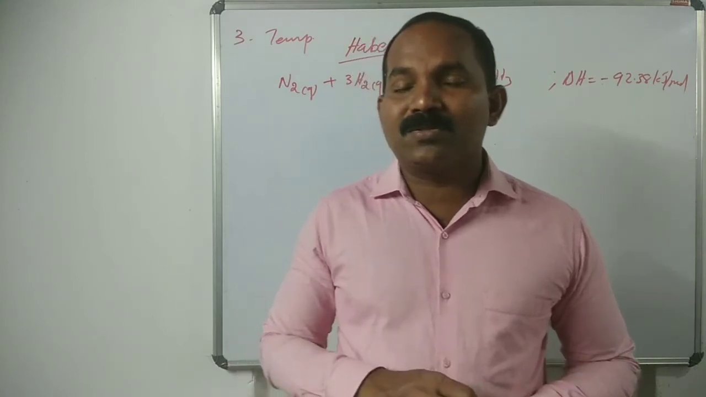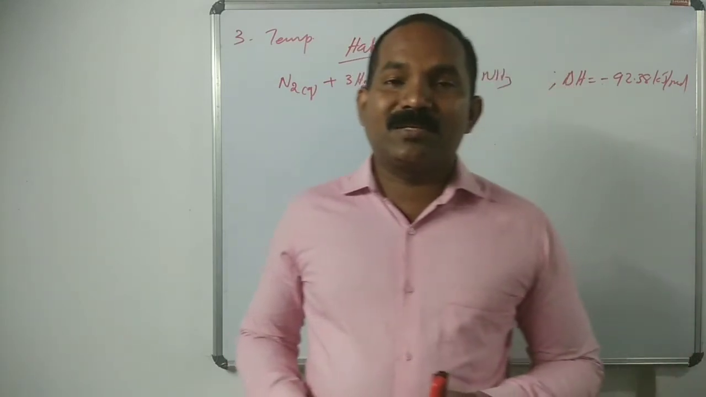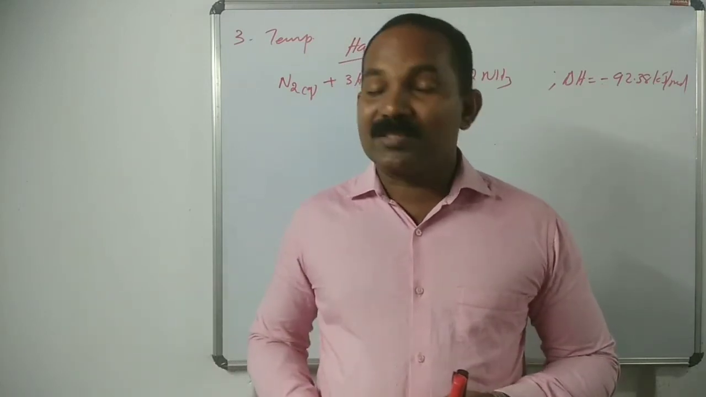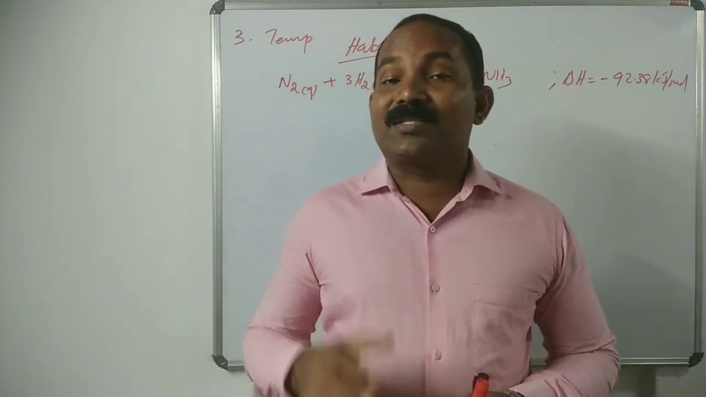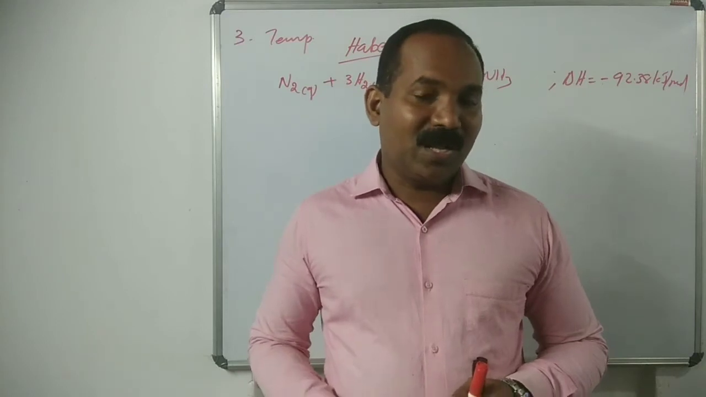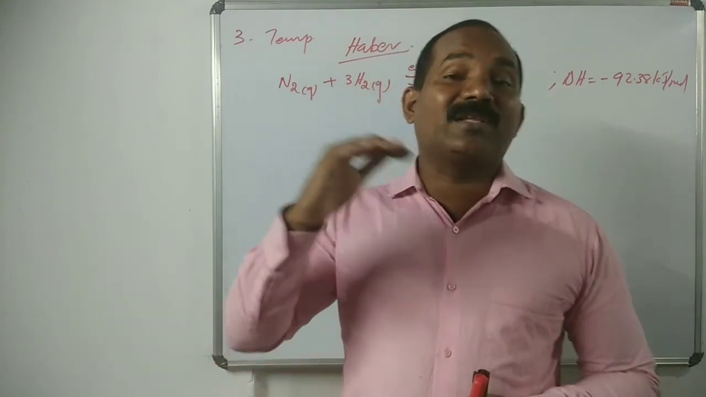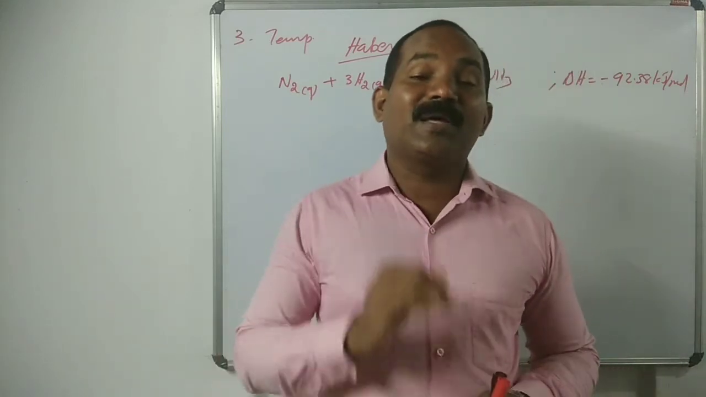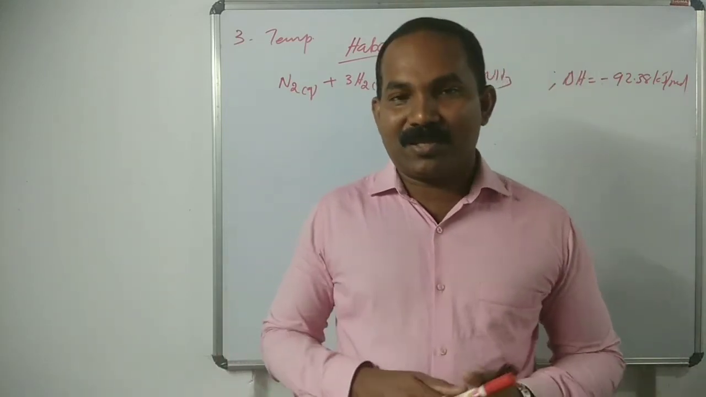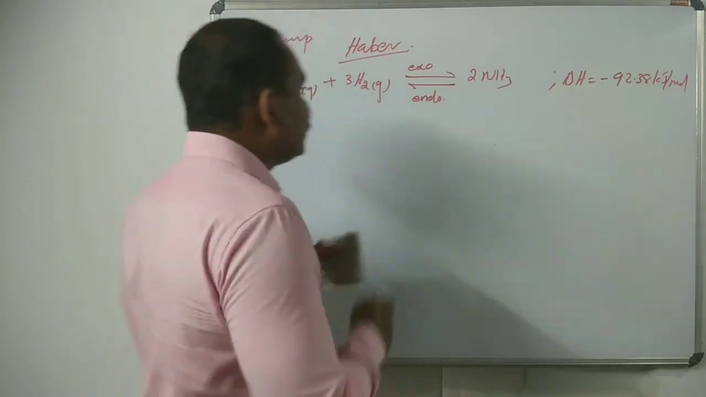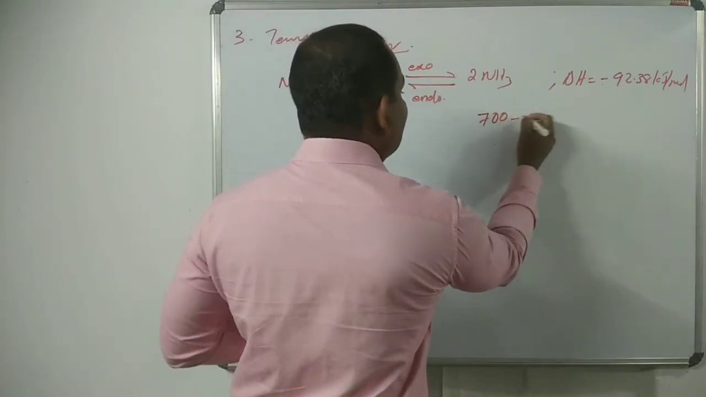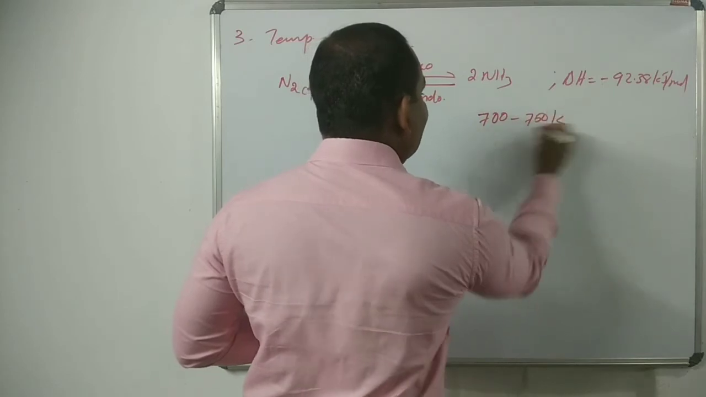This is because for every reaction there is a minimum energy required. That energy is called threshold energy. To reach the threshold energy for reactants, we initially supply heat energy. In Haber process, the temperature is 700 to 750 Kelvin.